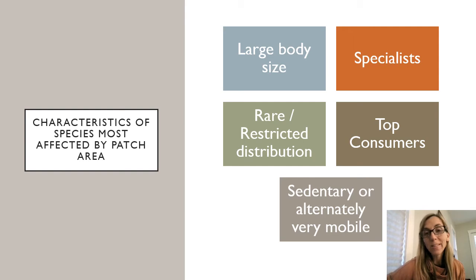For example, the slope of the species area relationship for rare species were at least 3 times larger than those for more common species, and that was shown across 3 different trophic groups. And specialists intuitively also exhibit higher sensitivity to patch area than generalists, as well as top consumers. And then sedentary or alternately very mobile species as well.